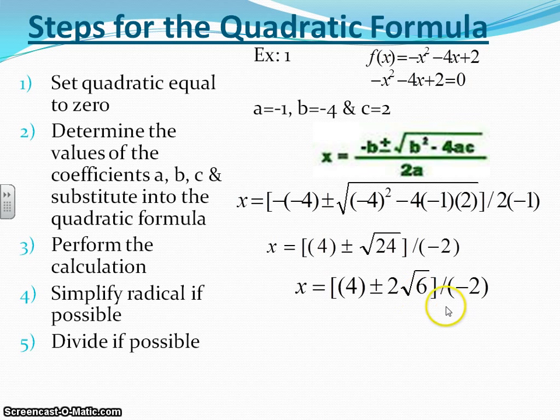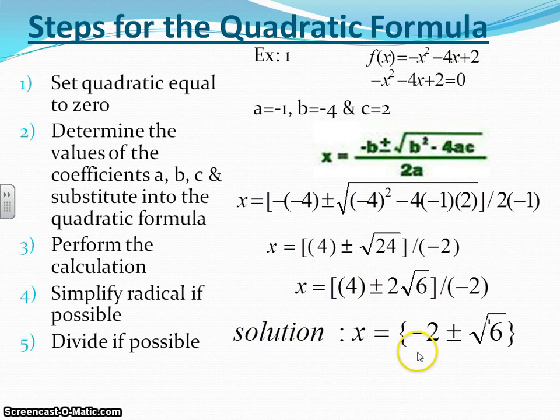The last thing we do is we attempt to take the denominator and divide it into both numerators. 4 and 2 are both divisible by negative 2, which will give us the solution that x equals negative 2 plus and minus radical 6. So we have wound up with 2 real, irrational, and unequal roots, which means that the original quadratic was not factorable. So we could only do it through completing the square or the quadratic formula.